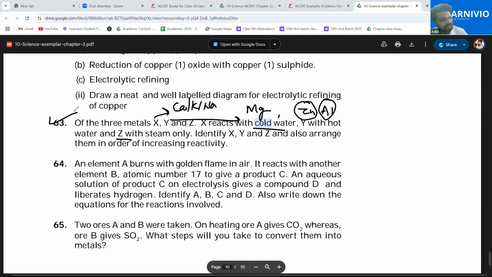Next is an element A that burns with a golden flame. So the other class I'm going to have. Okay.